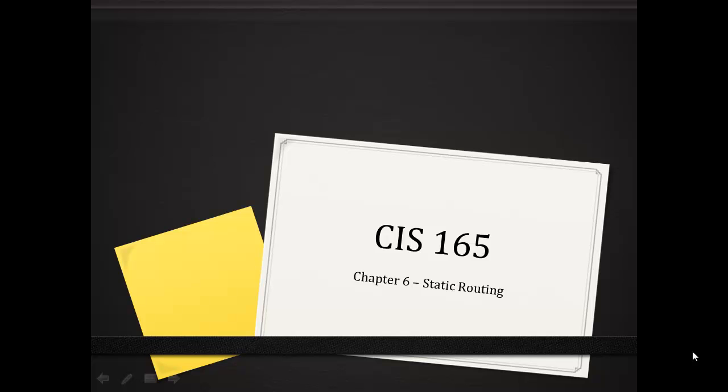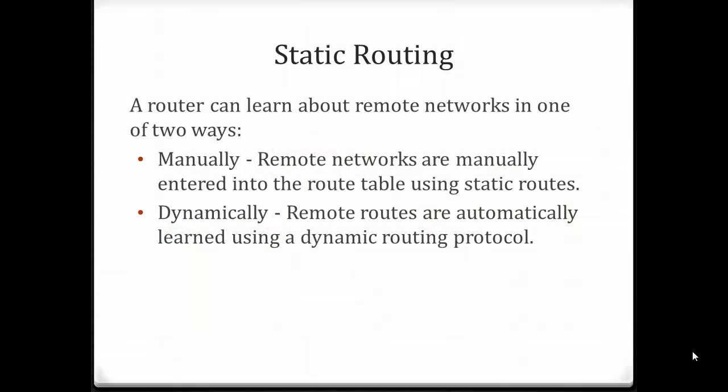This video will cover static routing. There are two ways in which remote networks can be put into the routing table on a router. Either manually, which means you're going to enter them in by yourself through static routes, or dynamically, which means they're going to be learned automatically through some type of dynamic routing protocol, such as RIP, OSPF, or EIGRP.